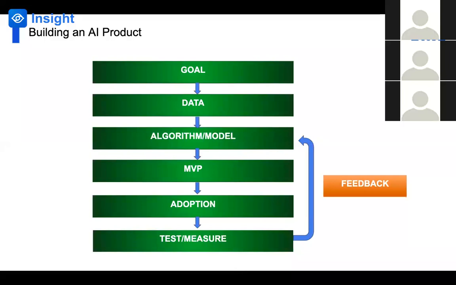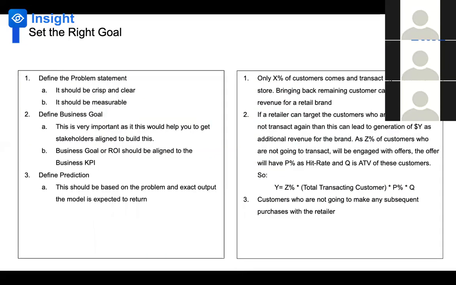So the first step is setting the right goal for a product. You have to define the problem statement. It should be crisp and clear, and it should be measurable. So whenever you're defining your problem statement, you should ensure that there's complete clarity in it and it's measurable. Then you have to go and define a business goal around it.